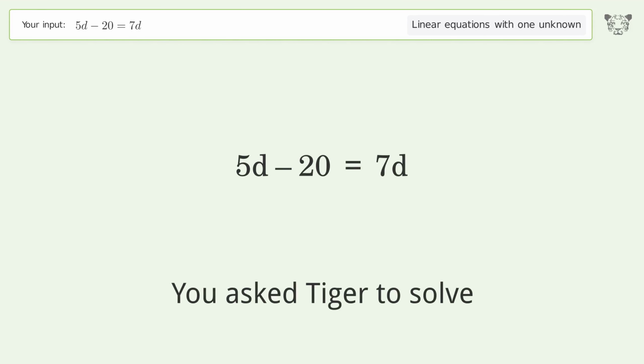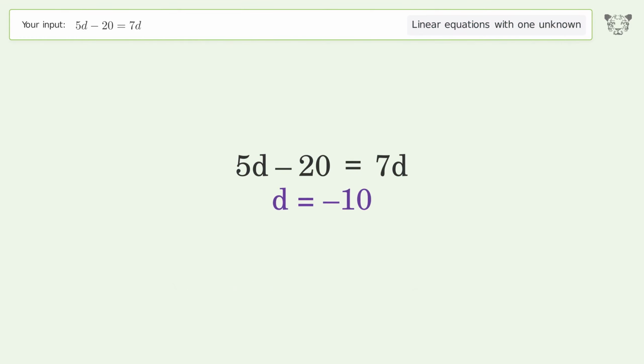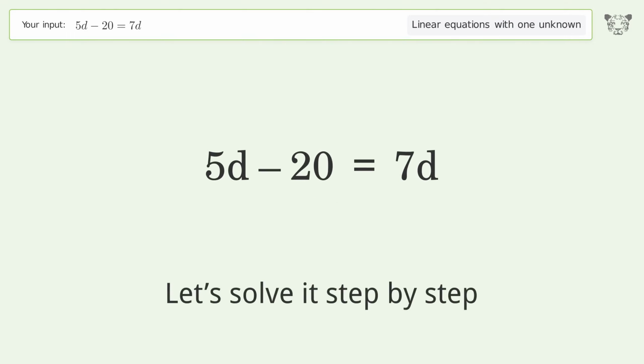You ask Tiger to solve. This deals with linear equations with one unknown. The final result is d equals -10. Let's solve it step by step.